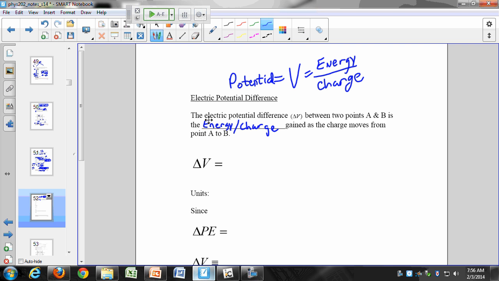So delta V is the difference between the potential at point B and the potential at point A. And that's equal to a change in potential energy over Q. The units of voltage are a joule per coulomb, because it's energy per charge. And so this is going to equal 1 volt, which is the name of a person.